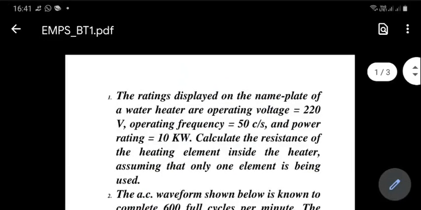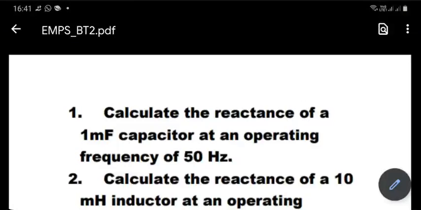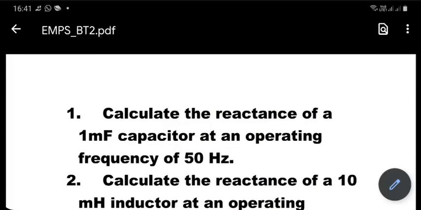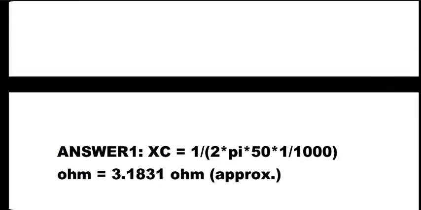Okay, simple example. Second set of solved problems, let's see what it has. Again, simple AC calculations. Calculate the reactance of a 1 millifarad capacitor at an operating frequency of 50 hertz. So 1 upon 2 pi FC, 1 upon 2 pi into 50 into C. C is 10 to the power minus 3. So if you do that calculation, you should get this value, 3.18310. Complete this when you get the document.